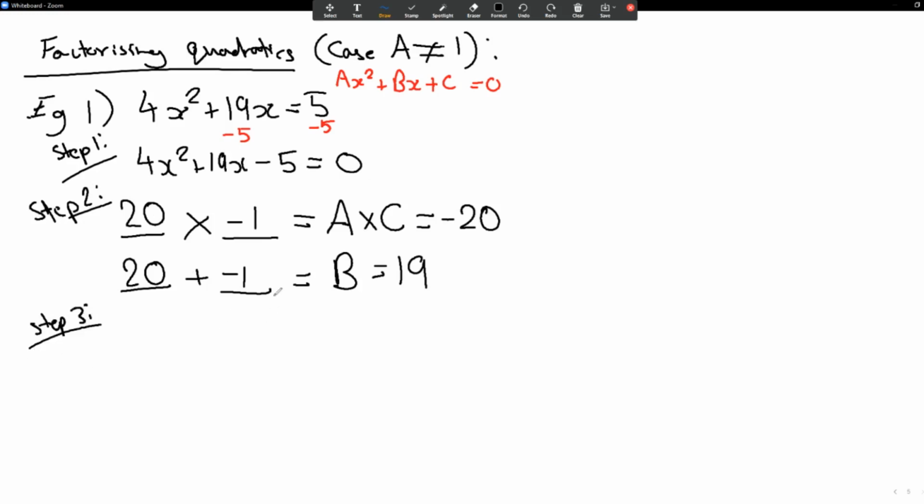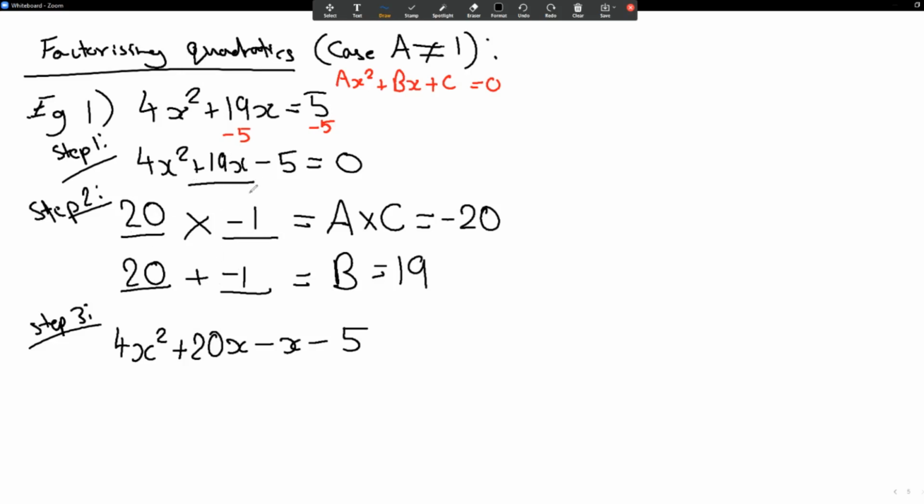And step 3 is we need to split this number up into 2. We need to split b up into 2, and we can actually use these two numbers to do that. So let's write this. We're just going to rewrite this equation, but a little bit differently. So we're going to say 4x squared plus 20x minus x minus 5, like so.